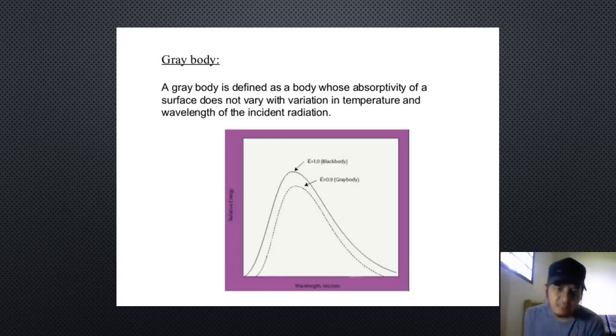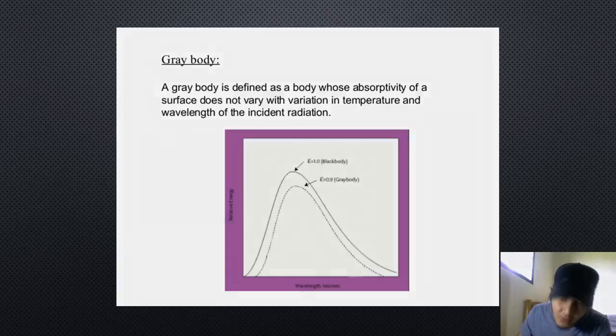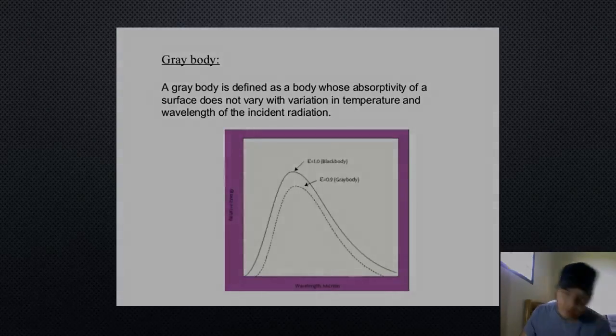The gray body is defined as a body whose absorptivity of surface does not vary with variation in temperature and wavelength of the incident radiation. From the picture we can see the black body is higher than the gray body.